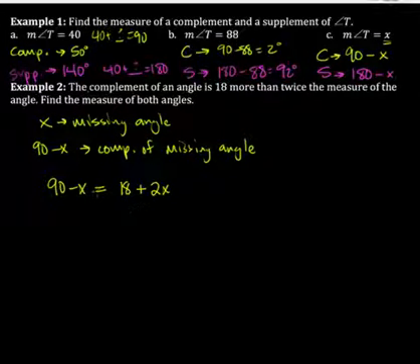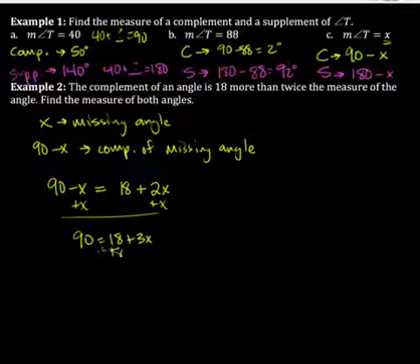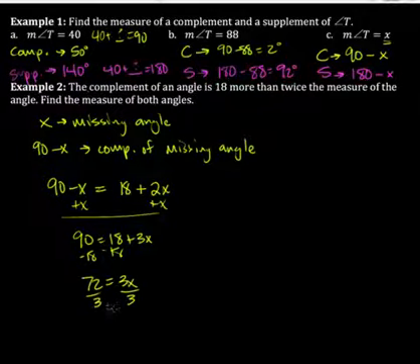Now I just use my algebra skills and I do whatever I need to do to solve this. So I'm going to add x to both sides, and that would give me 90 equals 18 plus 3x. Now I'm going to subtract 18 from both sides. 72 equals 3x. I'm going to divide both sides by 3, and that's going to give me 24 for the value of x. But I'm not done, because it doesn't say find the value of x.